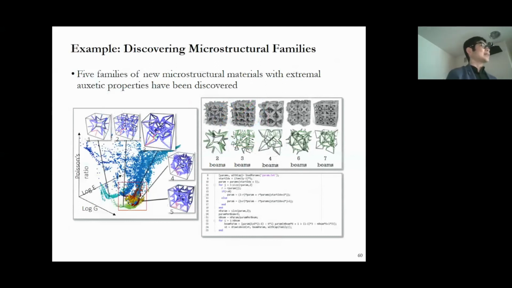We can automatically generate code based on this data, and this code can be used to describe the family, the parameter-defined space of this negative Poisson ratio structure. These structures are discovered by our code from our pre-computed data sets.